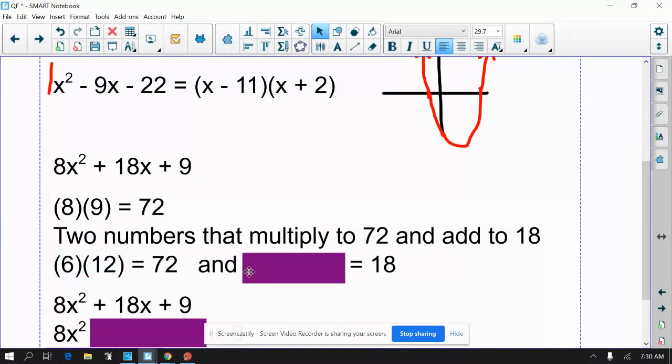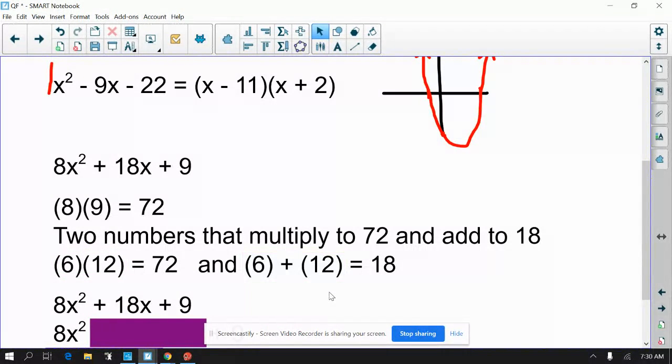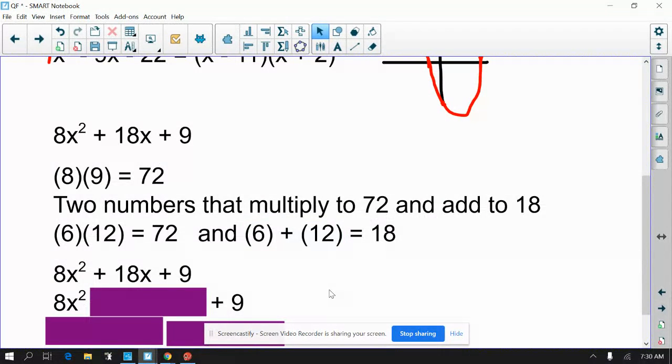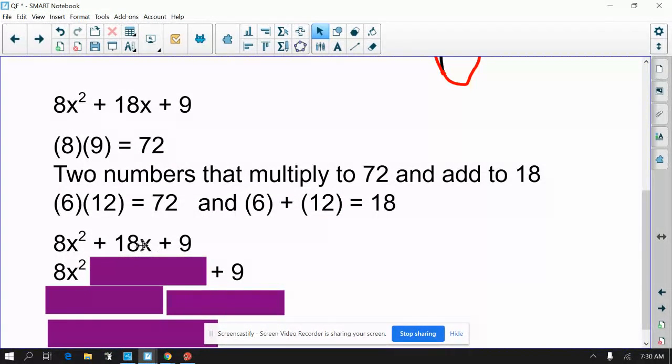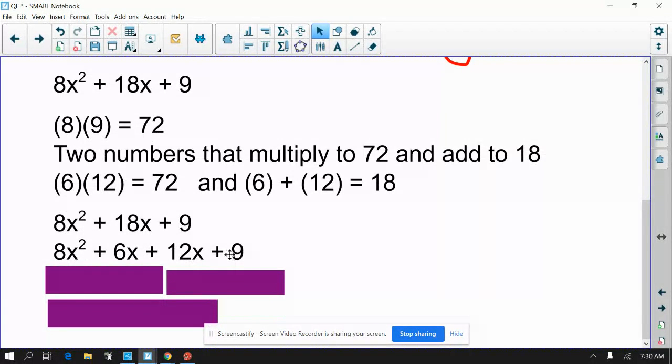That's the hardest part, finding those two numbers. What do you do with those two numbers? You split up this middle term. So instead of 18x, you're going to write 6x plus 12x. It doesn't matter what order. You could write 12x plus 6x, and it'd still be okay. Once you have four terms, you factor 3 times. The GCF of these two, they both have a 2x in common. And you factor that out, you're left with 4x plus 3.